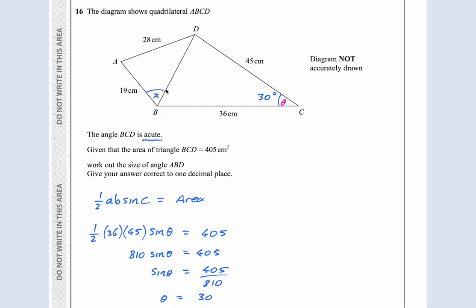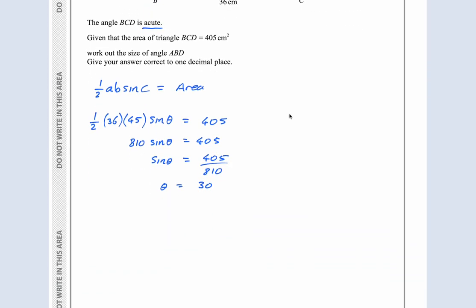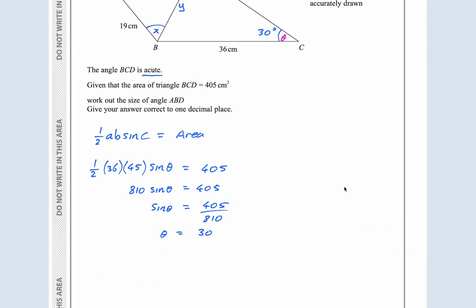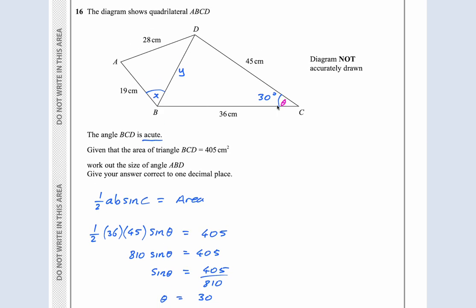Now I don't have this side, but using the cosine rule in this triangle, I can get this side y, and then I can use the cosine rule again to get this angle. Hope that makes sense. Now, guys, if I look at the number of marks, I was going to say this has to be a 5 marker because there's a lot of work here. I have to use the area rule, and I'm going to have to use the cosine rule twice.